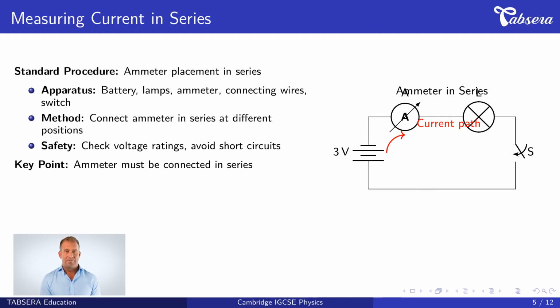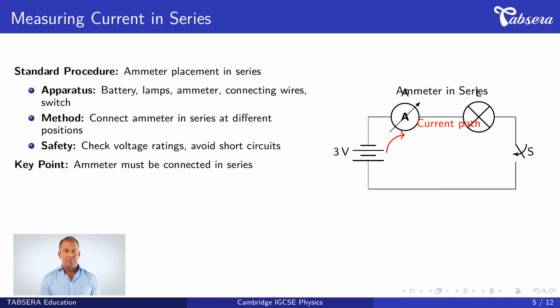The method consists of these steps. First, connect the ammeter in series with other components. Second, place the ammeter at different positions to verify current readings. Third, record measurements at each position. Safety is paramount. The hazards include exceeding voltage ratings and creating short circuits. Therefore, you must check component ratings and ensure proper connections.